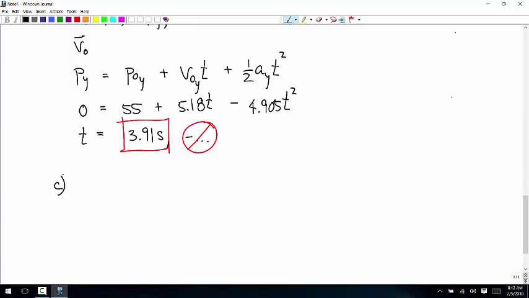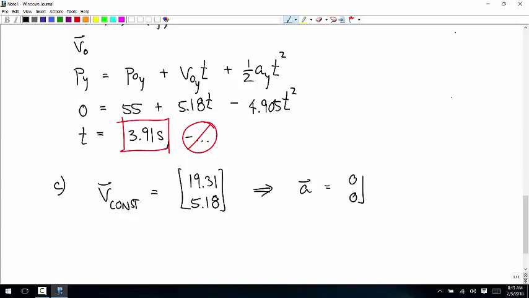Okay, so now you have to be careful because the object is in free fall. Its acceleration is down at 9.81, but the helicopter, we're hoping for its sake, is not in free fall, right? The helicopter has a constant velocity of 5.18. And if velocity is constant, then the acceleration is 0.